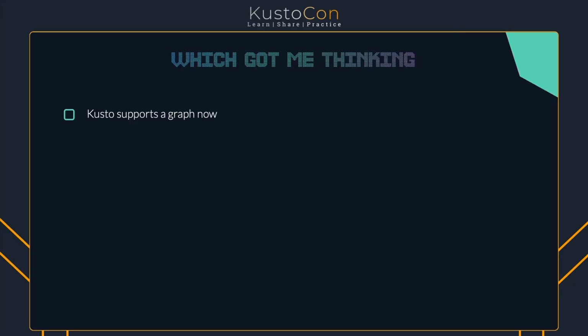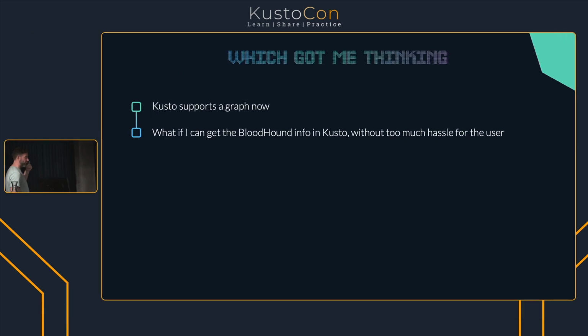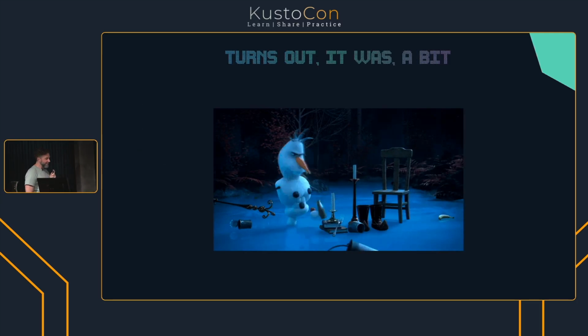So that led me to, of course, the obvious. Kusto supports Graph. And I really like BloodHound. So I figured, can there be an easy way, instead of exporting from Neo4j and doing all kinds of dances, to get the data into Kusto, which is very reproducible for a user? And then I was curious if it could do the same as Neo4j could. So of course, it's like, how hard can this be? It turns out it wasn't easy.